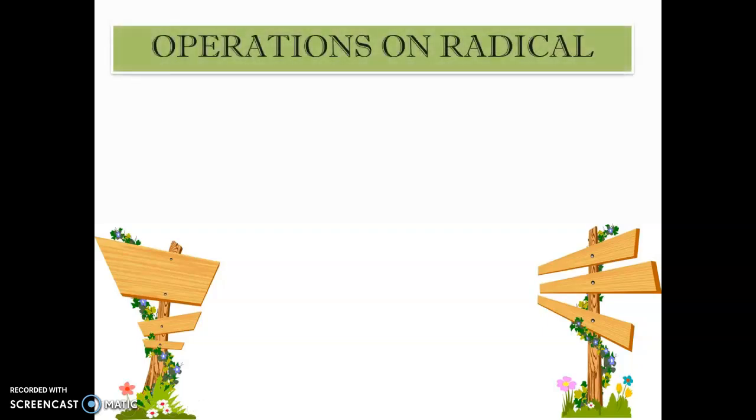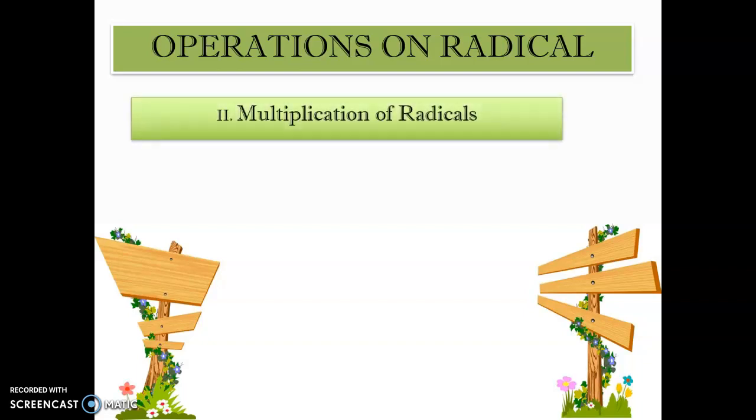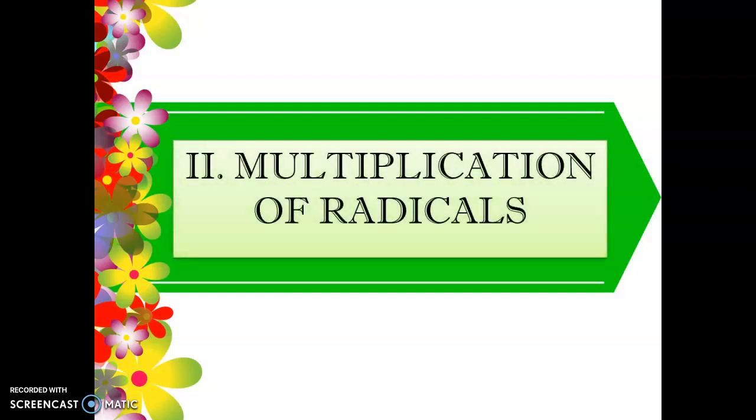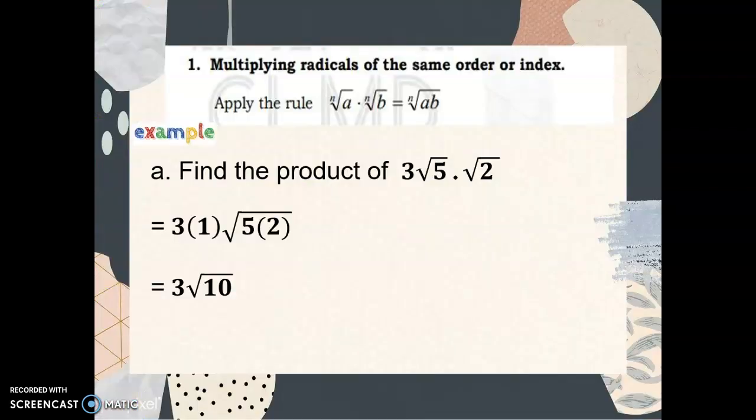Next part of the operations on radicals is multiplication of radicals with its subtopics. We're in multiplying radicals with same index, and another part is multiplying radicals with different index. So, unahin po muna natin ang multiplication of radicals of the same order or index.